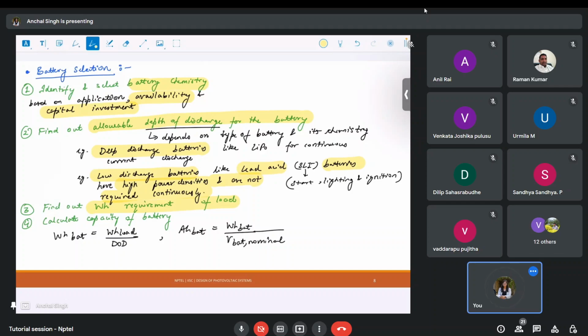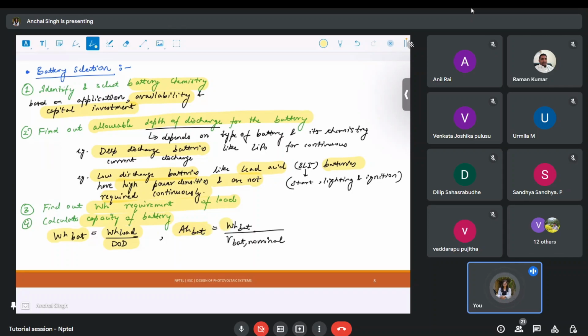After that, we'll calculate the capacity of the battery. Now we have already obtained the watt hour load from our load profiling, and we also know the depth of discharge. So using these two parameters, we can obtain the watt hours of my battery. Now, after knowing the watt hours of my battery, it has ampere hour ratings.